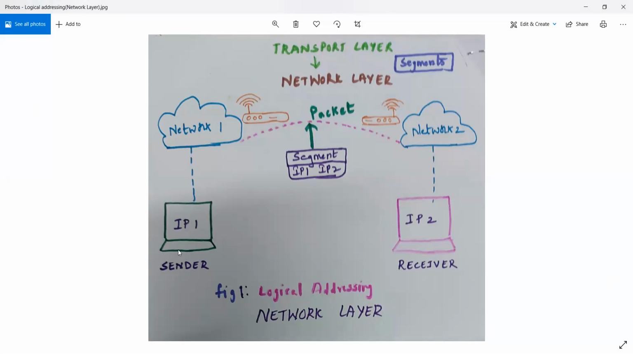So look here. This is the sender and this is the receiver. Every computer in a network has a unique IP address.